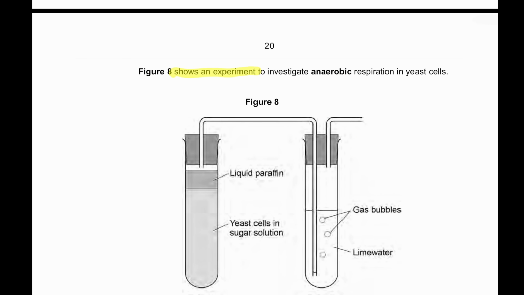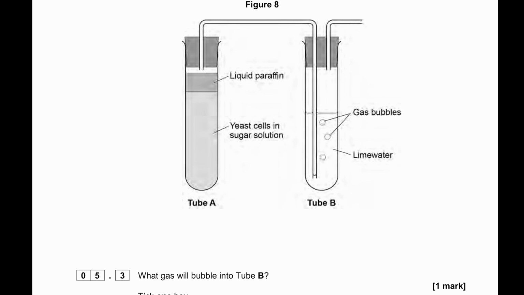Figure 8 shows an experiment to investigate anaerobic respiration in yeast cells. We can see to do the experiment, liquid paraffin is put on top of the yeast cells in sugar solution so that the yeast cells do not get any supply of oxygen. And then whatever gas is collected is bubbled through lime water so that the carbon dioxide reacts with the lime water and we can see that the CO2 is being produced.